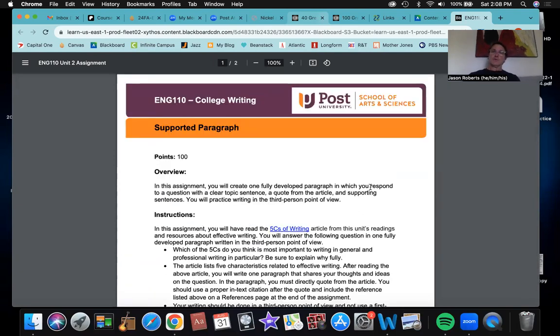Third person point of view means that you're not using I. It's not like I think this, or in my opinion, or telling personal stories. That's first person. Second person is when you say, you would think this and you would think that, using you and your, that's second person. We don't want to use either one of those.